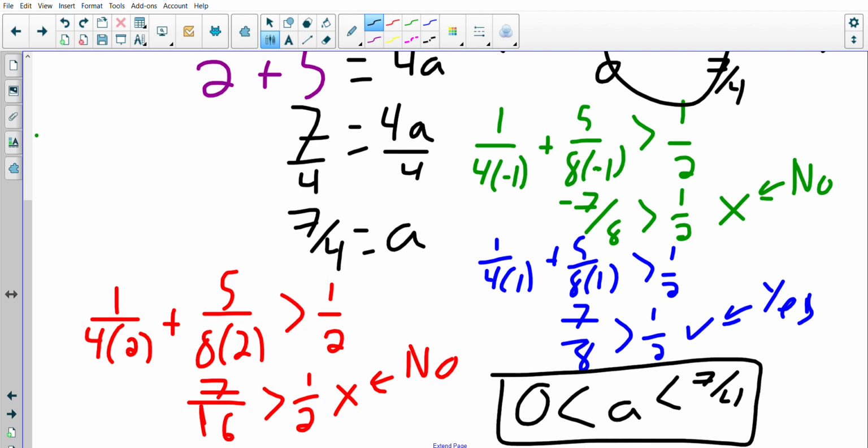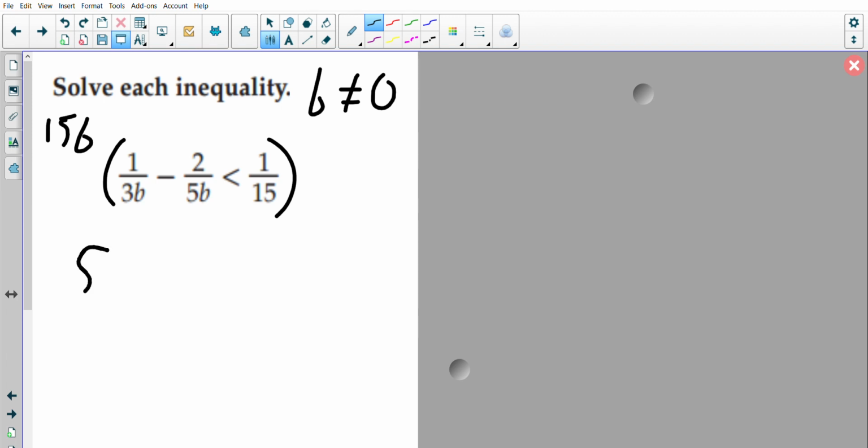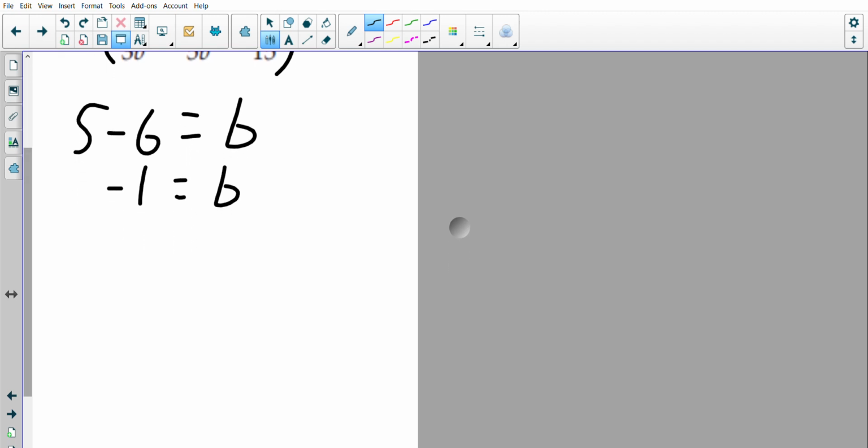Okay, so let's do another one. 1 over 3b minus 2 over 5b is less than 1/15. So once again, b cannot equal 0. So the common denominator would be 15b. So when I distribute, I end up getting 5 minus 6 is less than b. So -1 is less than b, or equal to, or remember we said that, we'll just treat it as an equal sign. So my interval is from -1 to 0.